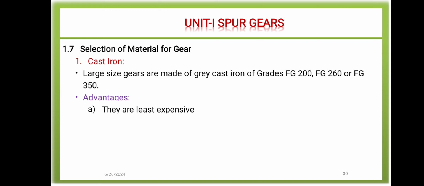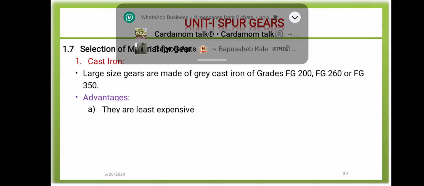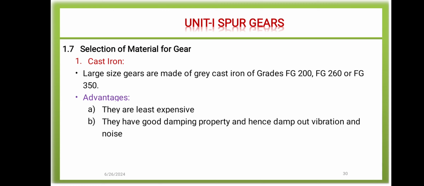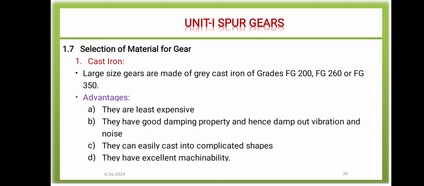It is available in the grades FG200, FG260, FG350. FG200 means the strength of this particular material is 200 Newton per mm square. These are least expensive. They have good damping property. They can easily be cast into complicated shapes. They have excellent machinability. Disadvantages: these are brittle, and bending endurance strength is low.